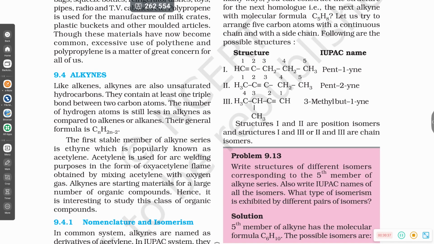Okay. So preparation and properties are completed. Now alkynes, general formula CnH2n minus 2. Alkynes are unsaturated hydrocarbons. They contain at least one triple bond between two carbon atoms. The number of hydrogen atoms is still less in alkynes as compared to alkenes. So the general formula comes like this. And the first stable member of the alkyne series is ethyne.